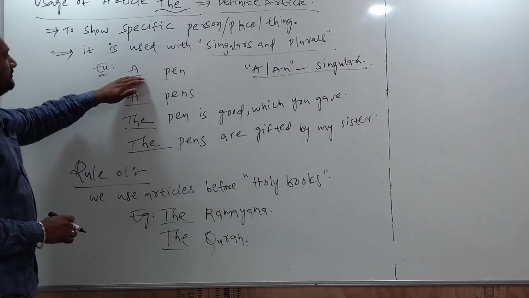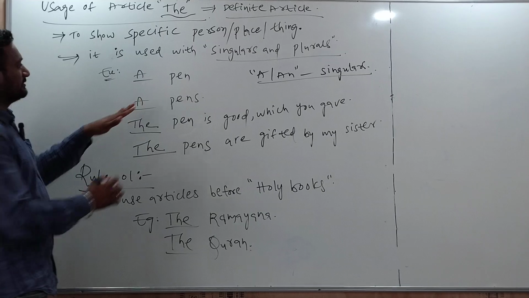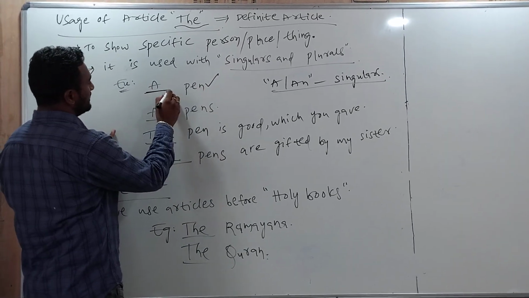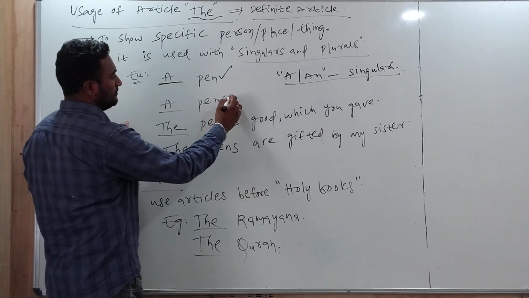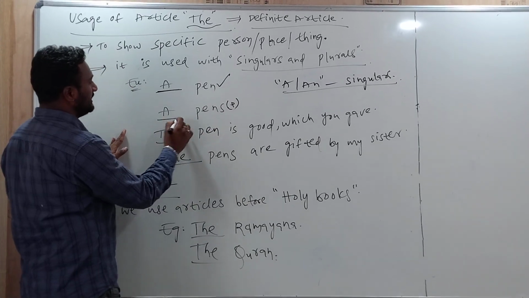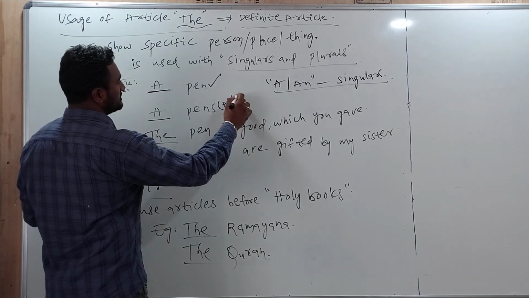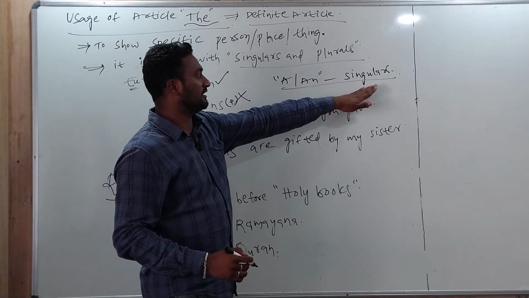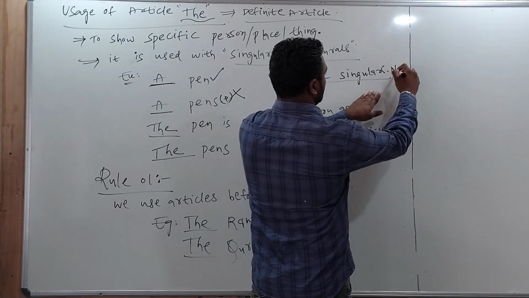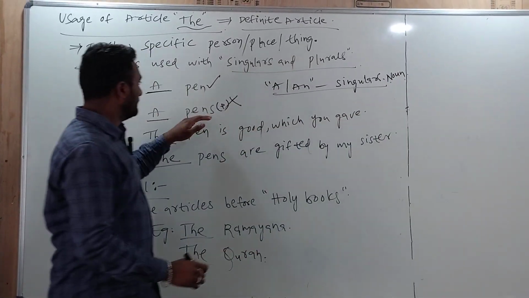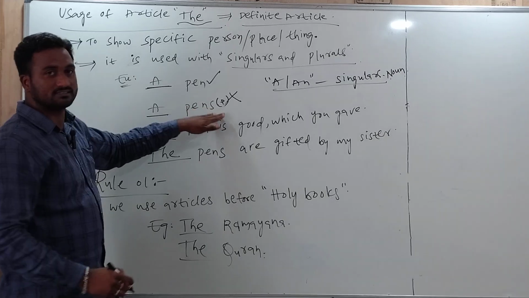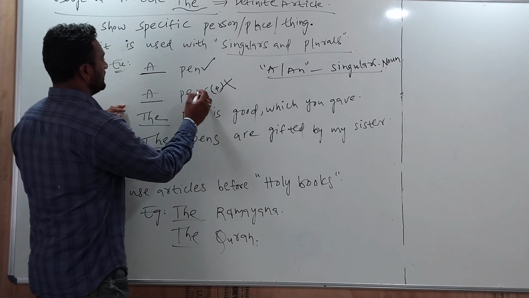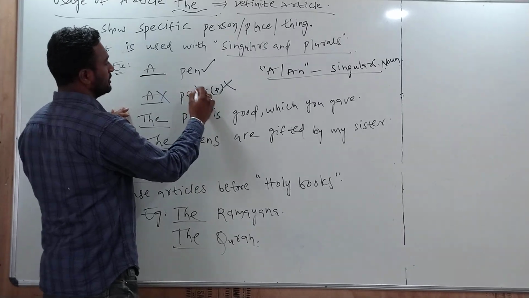For example, we can say a pen. This is correct. A pen is singular, so you can use indefinite article a here. Pens is a plural form, right? You can't write a pens, which is obviously wrong. What I mean to say is that articles a and an are always used with singular nouns only. Pens is a plural noun, we can't use a there. Understood? Hope I gave you the clarity.